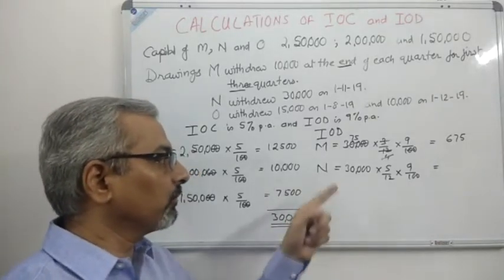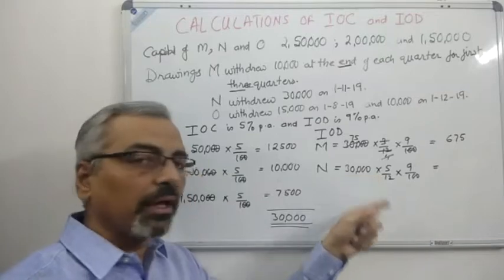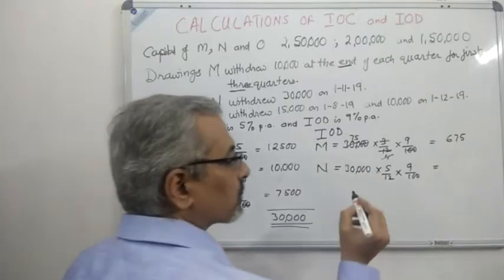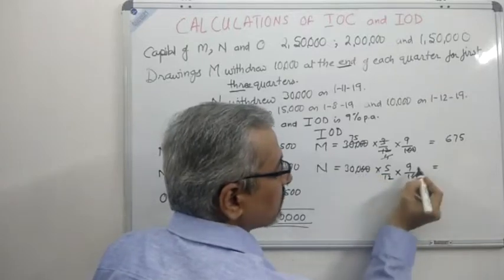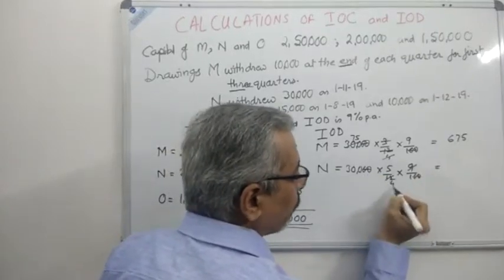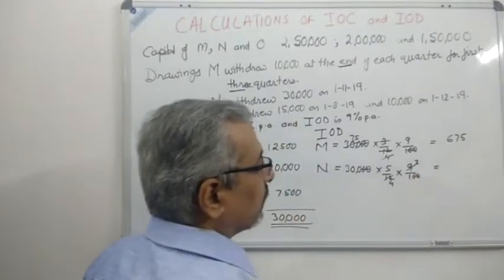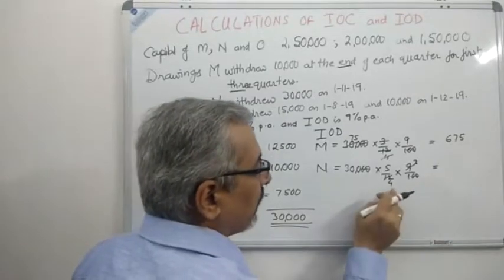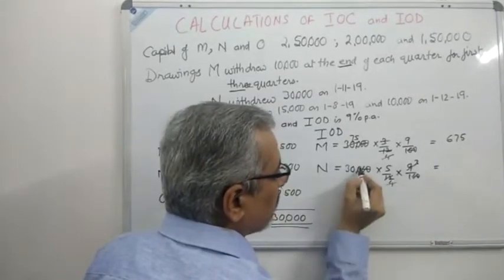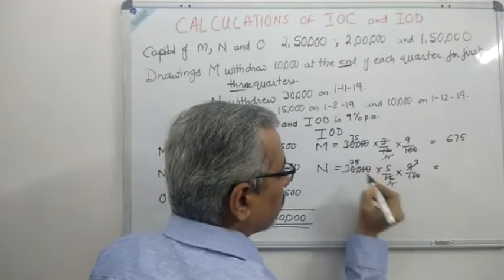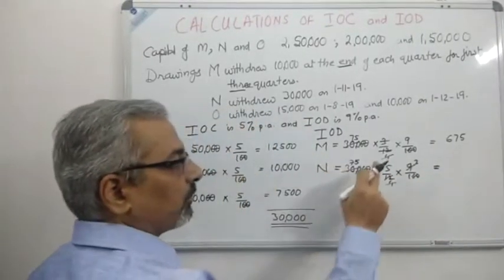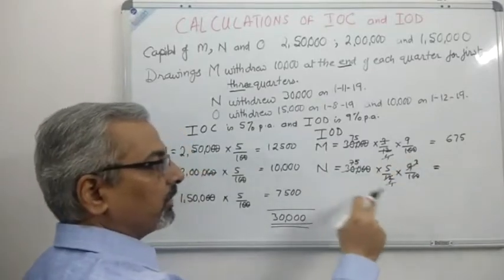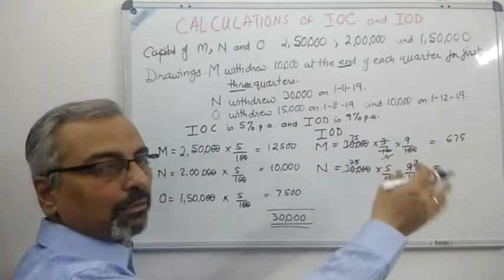So we have 30,000 into 5 by 12 into 9 by 100. If you see the calculations very carefully, we are cancelling the zeros first. We are cancelling this and this. So we are getting a 4 over here. We are getting a 3 over here. Now we are left with what? We are cancelling this and this. We are getting a 75 over here. So 75 into 15, that is, 75 into 5 into 3. That will be the calculation for N. We'll do the calculations later.